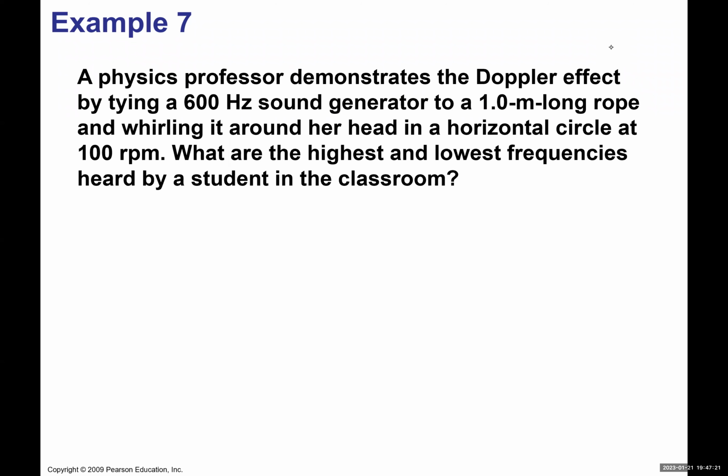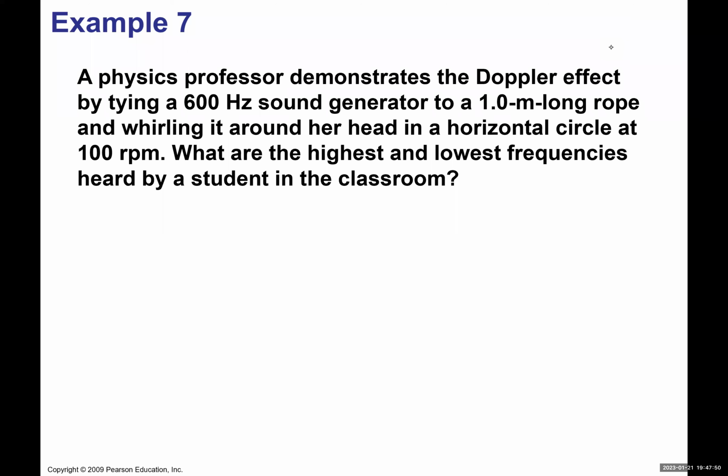All right, so let's solve some problems dealing with the Doppler effect here. In this example, a physics professor demonstrates the Doppler effect by tying a 600 hertz sound generator to a 1 meter long rope and whirling it around her head in a horizontal circle at 100 RPM. What are the highest and lowest frequencies heard by a student in the classroom?